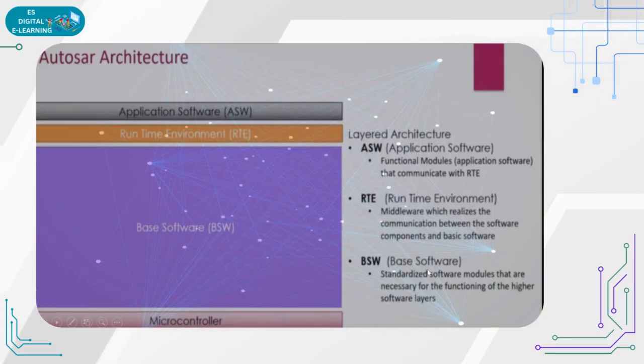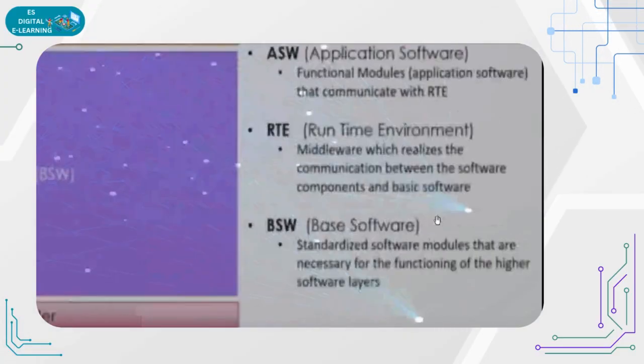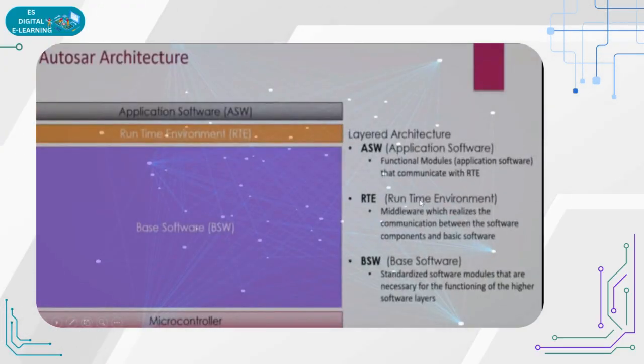The base software contains the software modules which are required for the higher level. And RTE, what is it? It is the runtime middleware, and ASW is the application software. It contains the functionality. If you need to do the door control module or seat control, what exactly the functionality should be, it will be there in the application software.